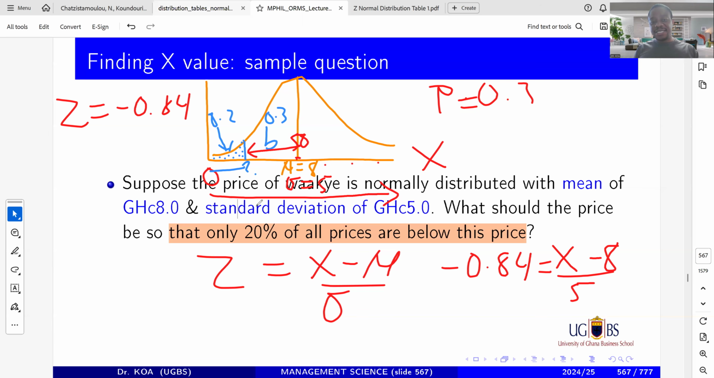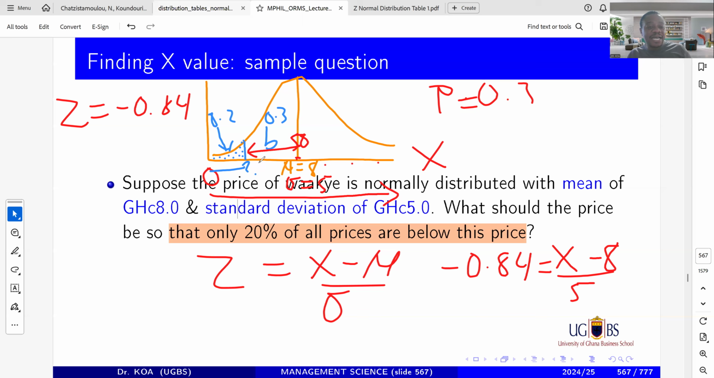Whatever answer you get, remember it is supposed to be below the mean of 8 because it's to the left of the mean. So you should not get 3.8 exactly. Is it 3.8 exactly or 3.8 something? All right, it's 3.8. So you got 3.8. That is the price you're looking for. So it means that 20% of the prices are below 3.8. That is how you find this.